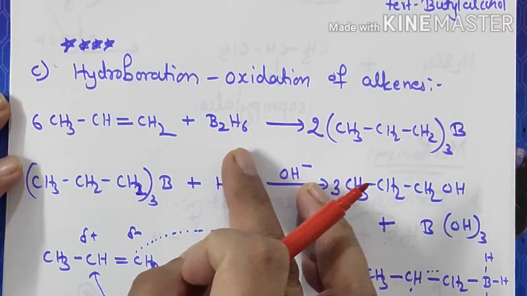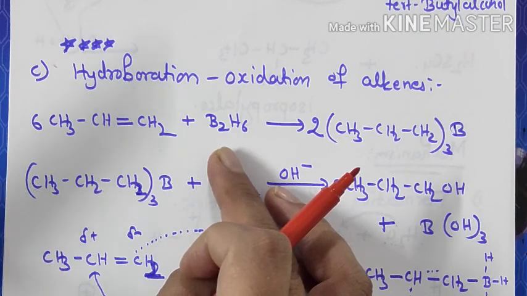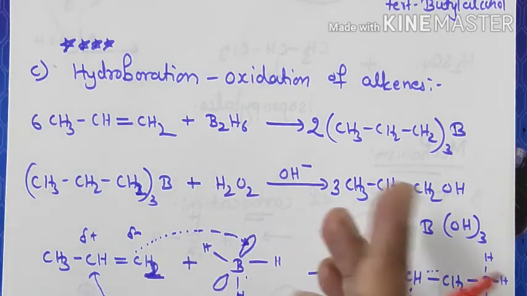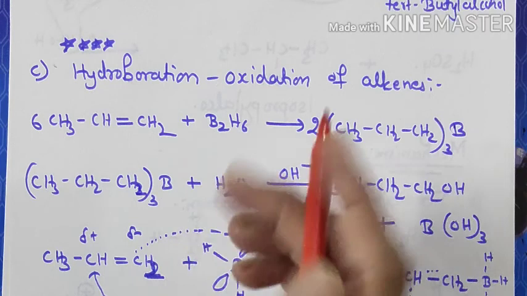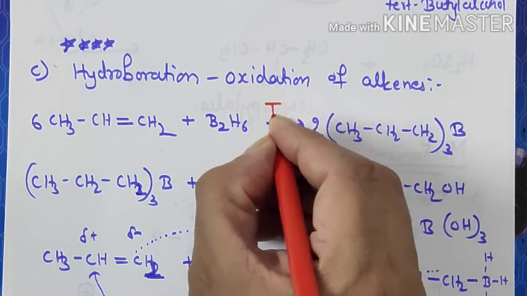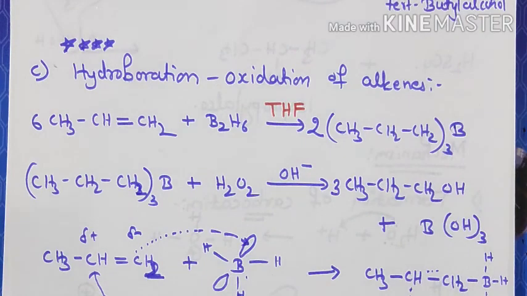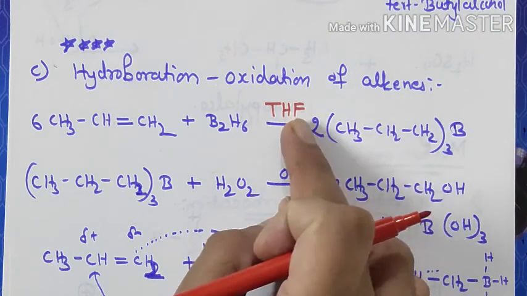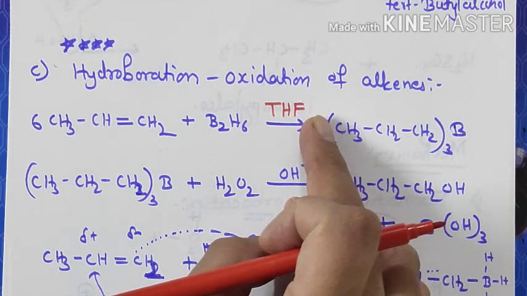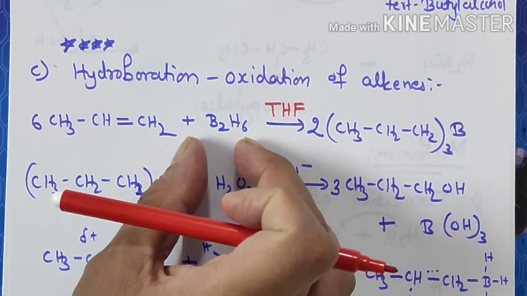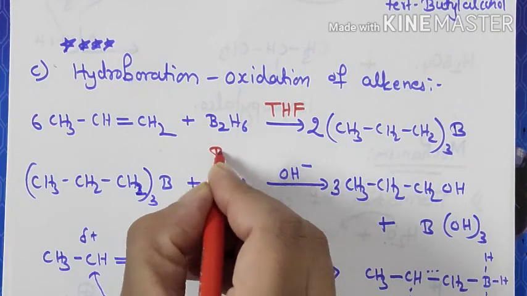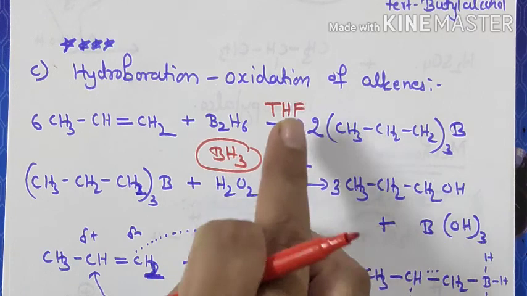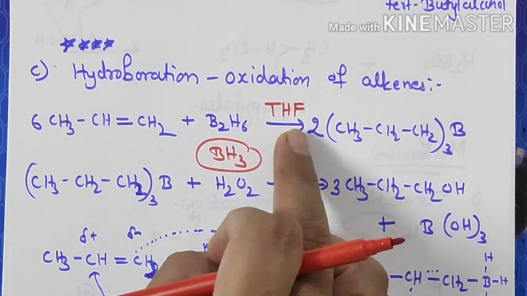Now student, it's very important that we get this in monomer form, because if I take BH3, it will have a tendency to combine with itself to form B2H6. That's the reason we add tetrahydrofuran. So we also have to add tetrahydrofuran. Actually this is a solvent, and what is the function of the solvent? The solvent helps so that B2H6 is not formed, and the boron hydride remains in the form of BH3. Okay, so that's the reason this reaction is carried out in THF.